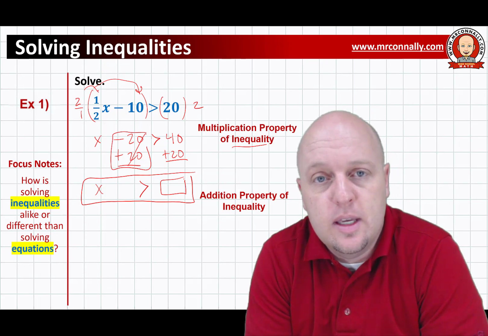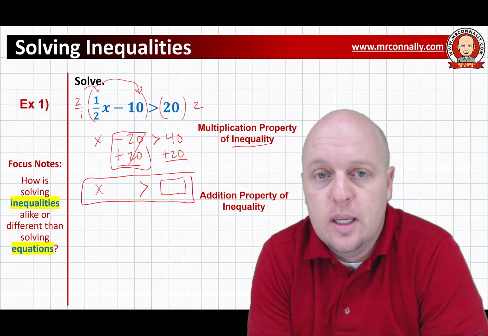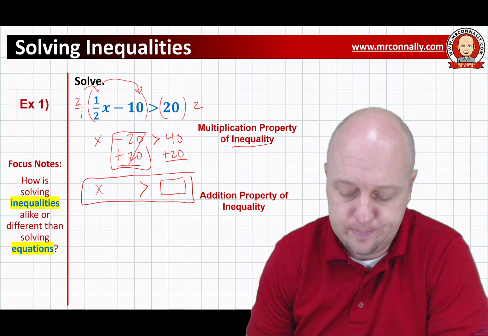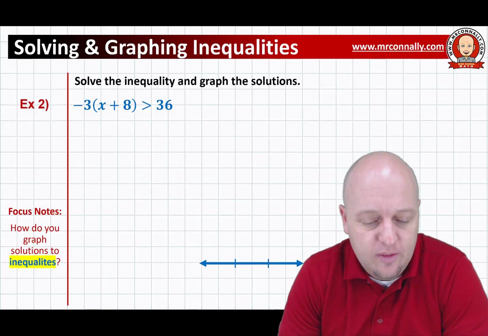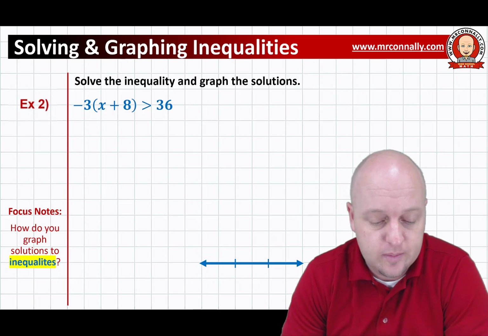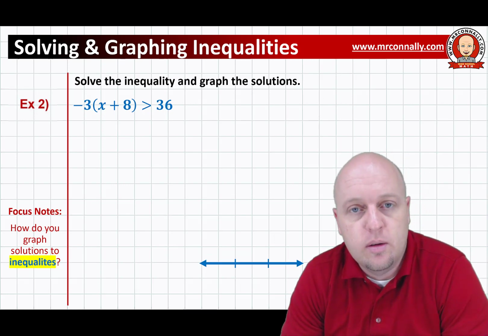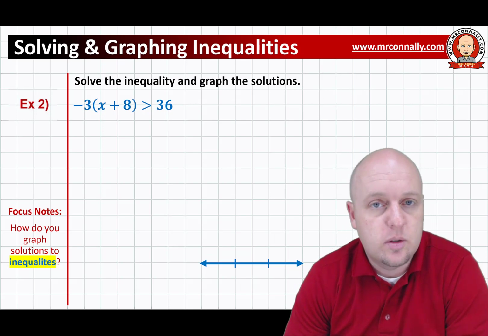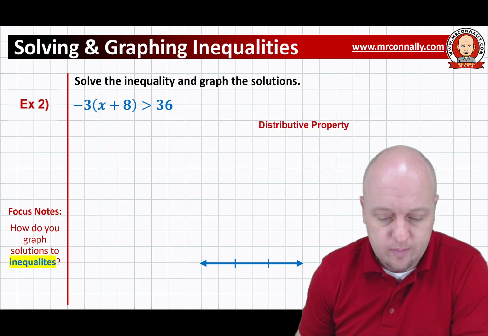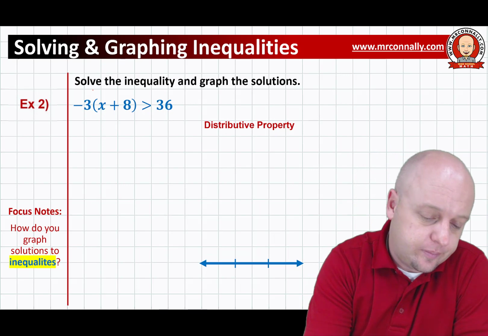Now let's look at the case where we have to graph the answer. It helps us visualize it a little bit more. Solving and graphing inequalities. We want to solve the inequality and graph the solution in this one. So we've got negative 3 times the quantity x plus 8 is greater than 36. Okay, so same thing we've done before. We want to distribute.